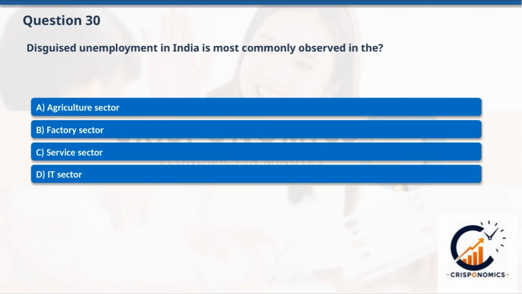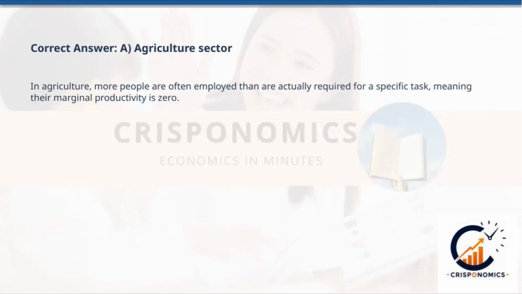So, the agriculture sector is where disguised unemployment is most often observed in India. In agriculture, it's common to see more people working on a task than really needed. When that happens, some workers don't add extra value. Their marginal productivity is 0. This means they're not increasing output despite their effort. Understanding this helps us see why labor allocation matters, especially in the agriculture sector, where efficiency gains can have a big impact.